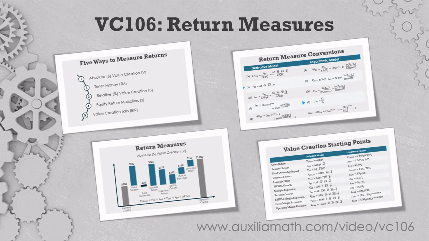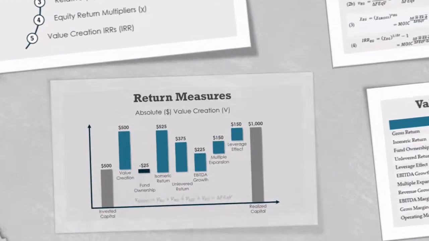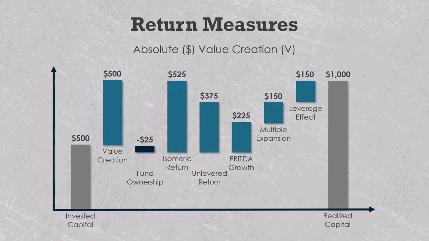Absolute value creation comes out of either the conventional model of value creation discussed in episode VC102 or the derivative model discussed in VC104. It gives us a familiar value bridge where invested capital and the value drivers add up to realized or unrealized value.